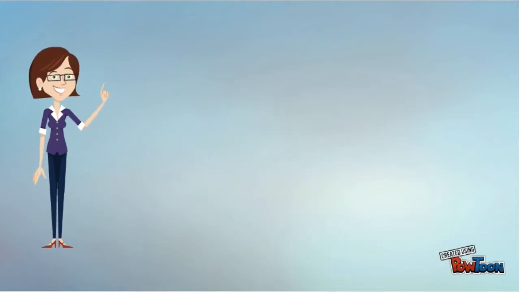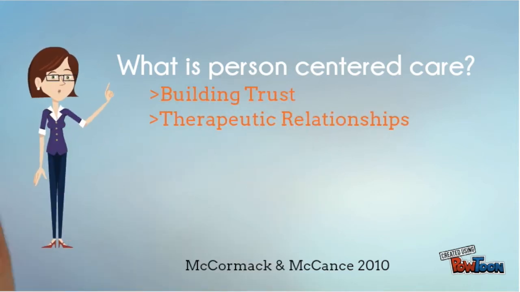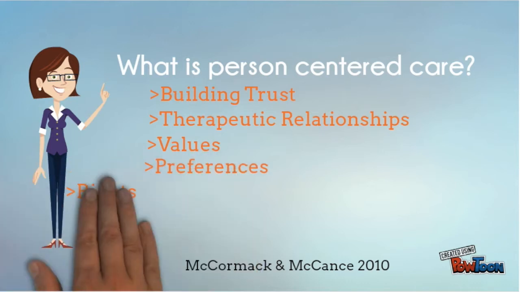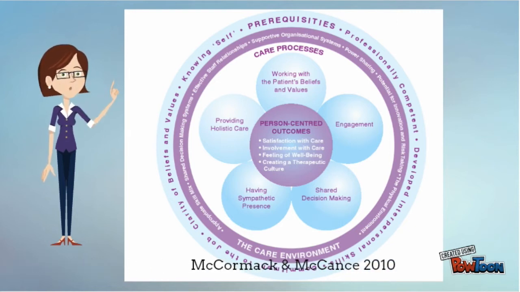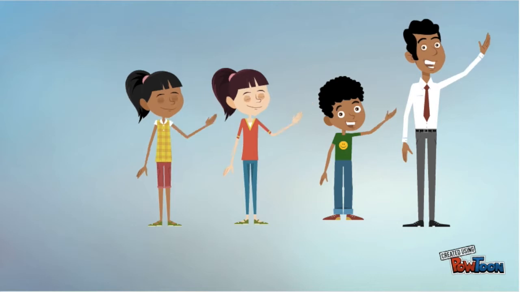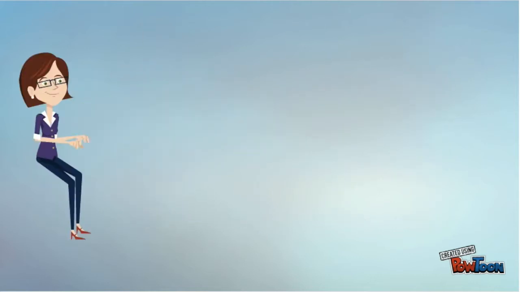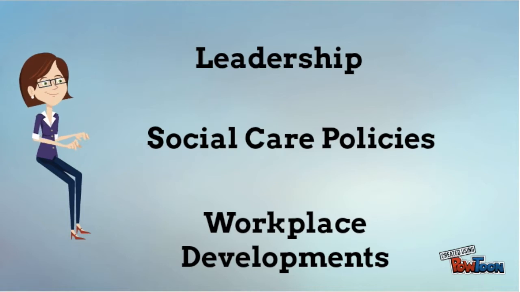According to McCormack and McCants, person-centered care is building trust, providing therapeutic relationships, and respecting individuals' values, preferences, and rights. For person-centered care to be obtained, 4 constructs must be achieved. These constructs are based on the McCormack and McCants framework developed in 2010. It is important to understand that this framework addresses healthcare on a large scale and that leadership, social care policies, and workplace developments should be in place.